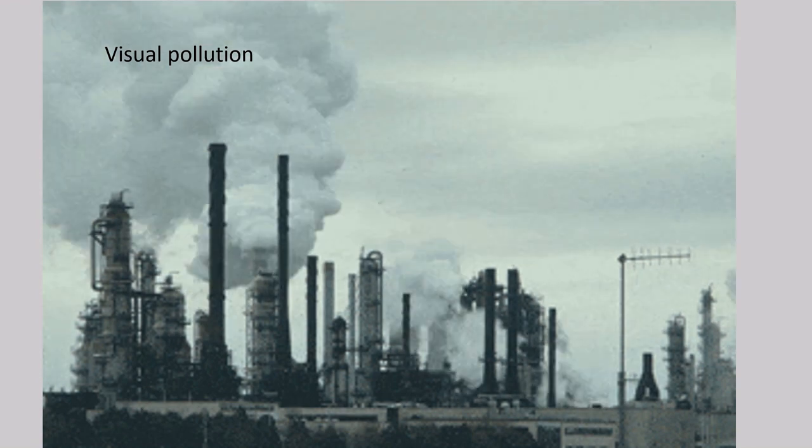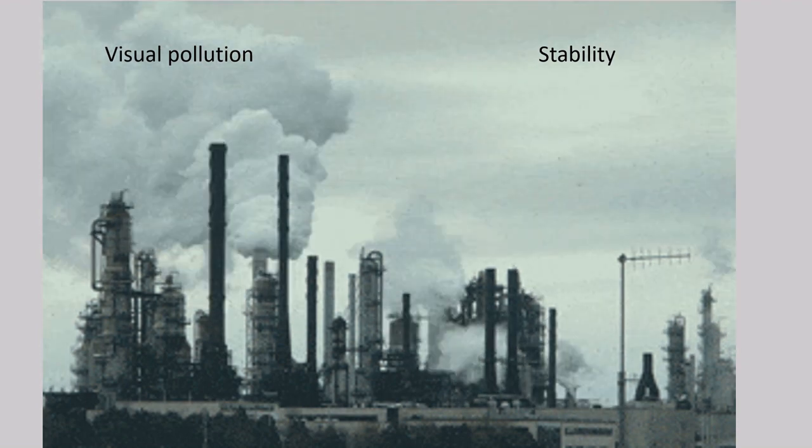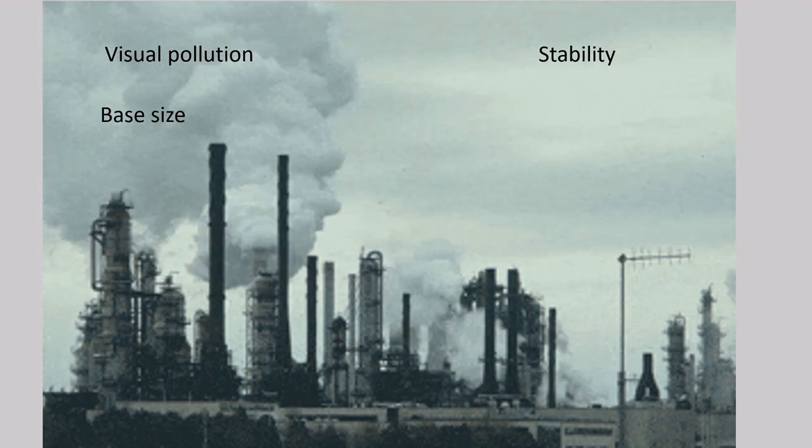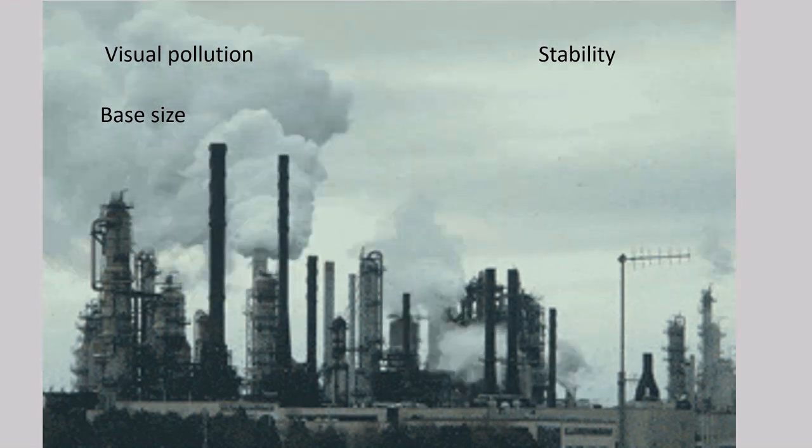The next one is stability. Structures should be stable and shouldn't fall over when used. The next one is the base size. A stable structure must have a firm base that will prevent it from falling over. Then the last one is the center of gravity. Gravity pulls everything towards the earth.